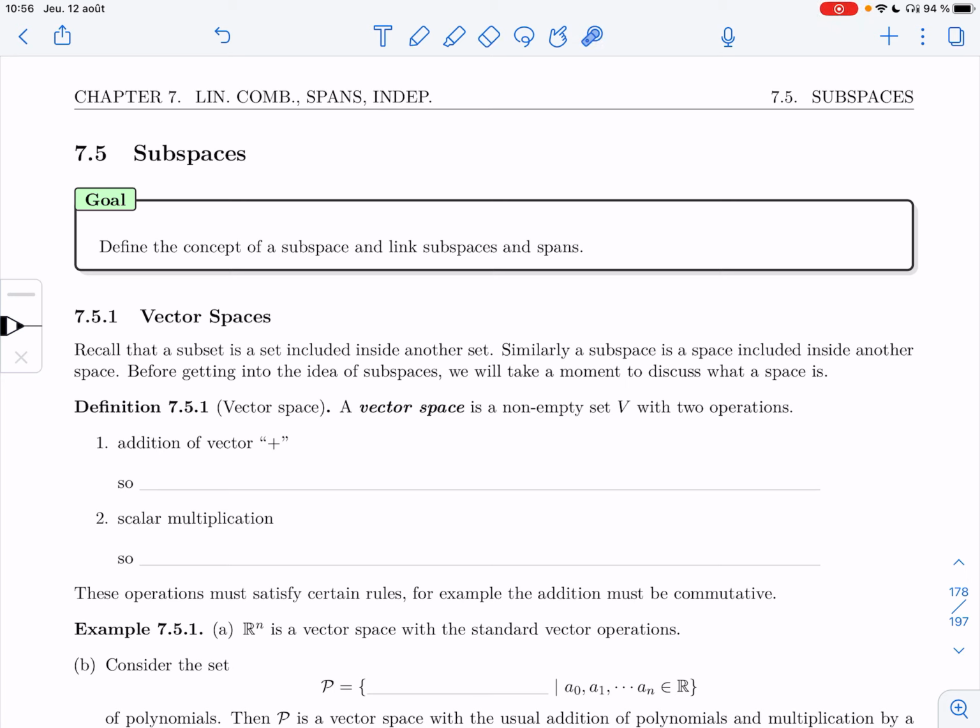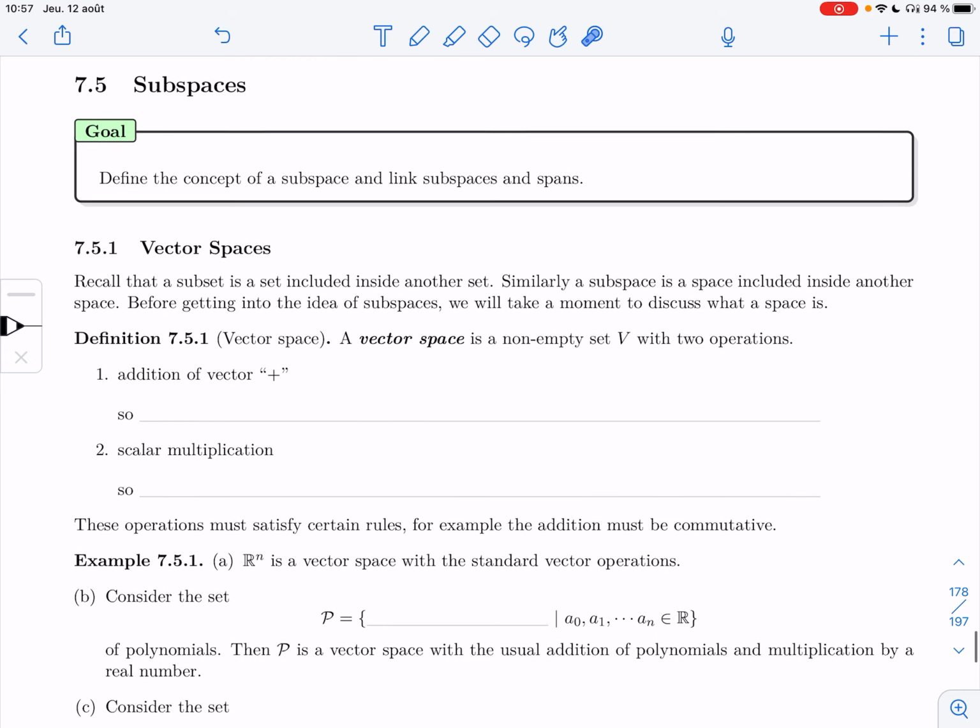Hello and welcome back. In this video, we're starting section 7.5 on subspaces. The goal is to define the concept of a subspace and link subspaces and spans. So we were going to talk about subspaces, but really our goal is to tell you how it relates to what we were doing before and to apply what we were doing before to subspaces.